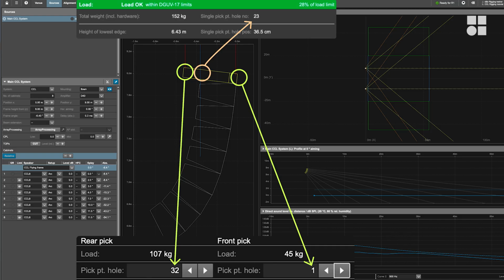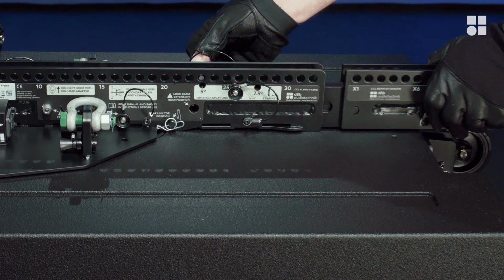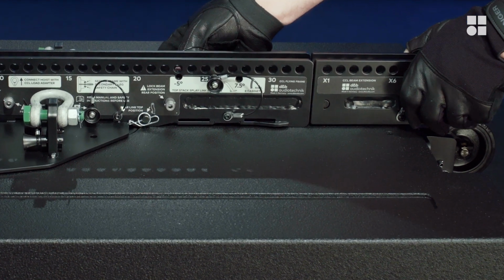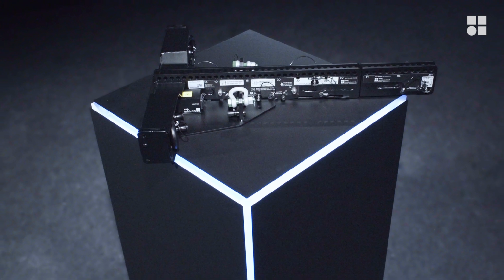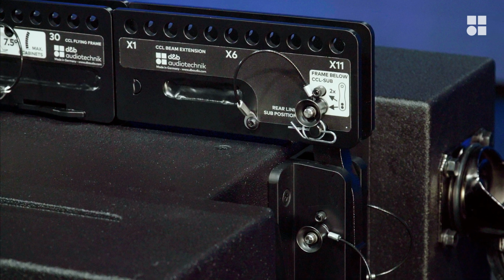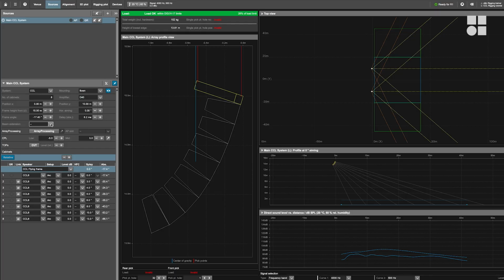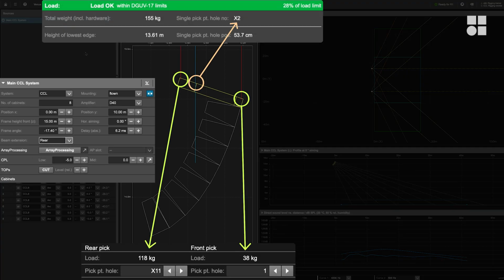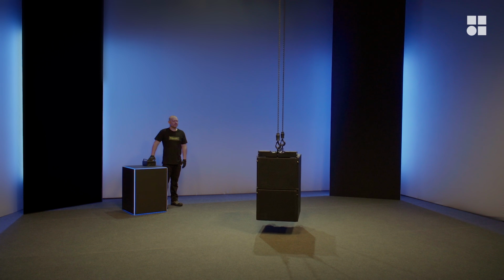For applications where extreme up or down tilt is required, the length of the central beam can be extended with this accessory that comes with the frame. It can be attached to the front or to the rear of the flying frame. The pick point holes on the extension are marked X1 to X11. Array Calc will indicate the pick point position in the same way when necessary. Also, the extender is required when flying subs.